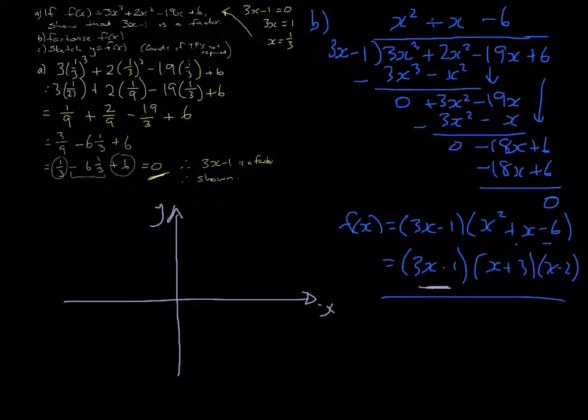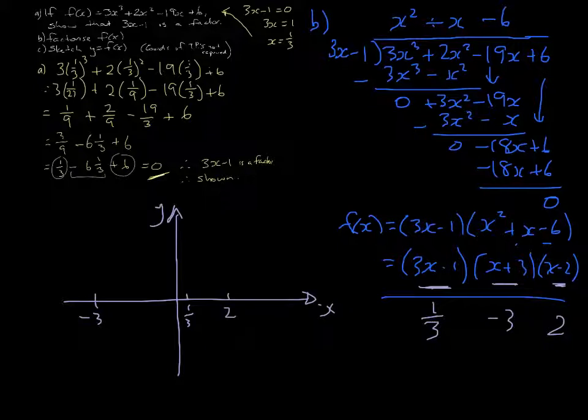For the first bracket here we're going to have an x-intercept of 1/3. Set that bracket equal to 0. Transpose it so that we end up with x is equal to 1/3. From the second bracket we'll end up with x is equal to negative 3. And from the third bracket we end up with x is equal to positive 2. So our intercepts that we'll have are at negative 3, positive 1/3, and positive 2.